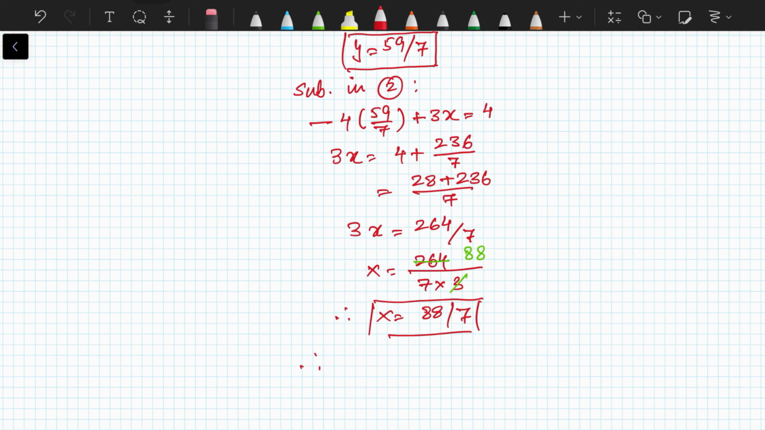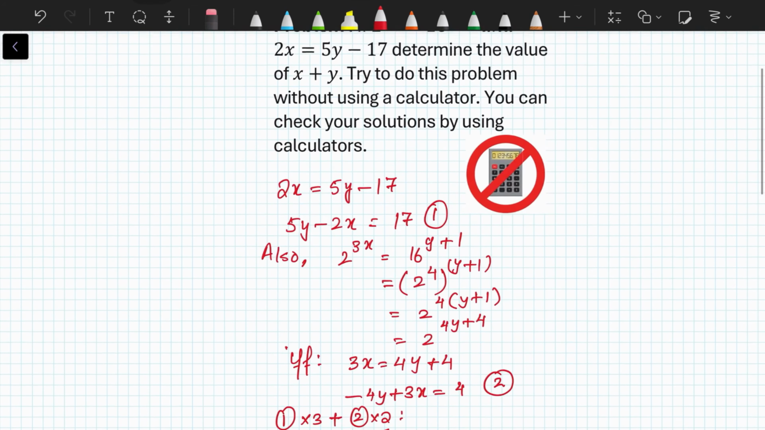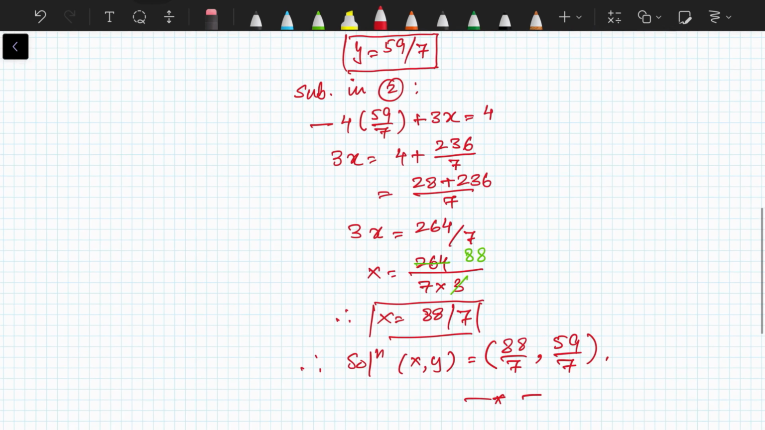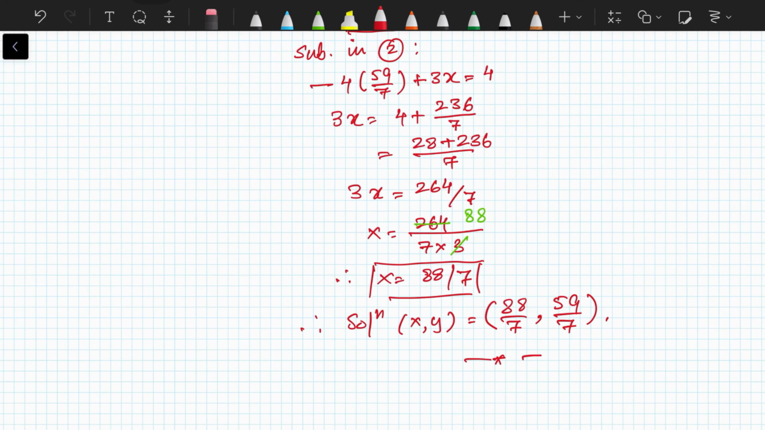So therefore my solution is (x, y) equal to 88 over 7 and 59 over 7. I can write in this form. So this is the solution for this question. You can substitute back in the original one to check if it is working. So it would work. And sometimes the numbers are too big, the exponential function is not giving you the answers, but you can substitute in the equation. So then it needs to make sense. Left side, right side equal.